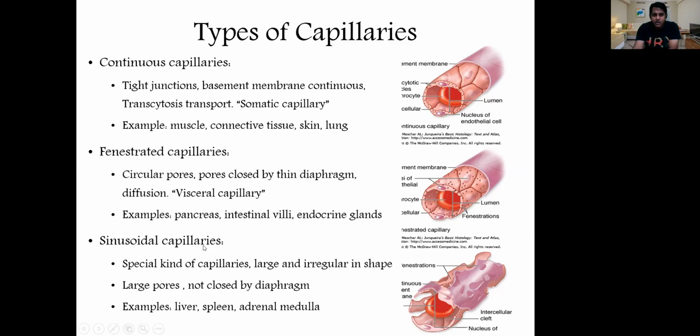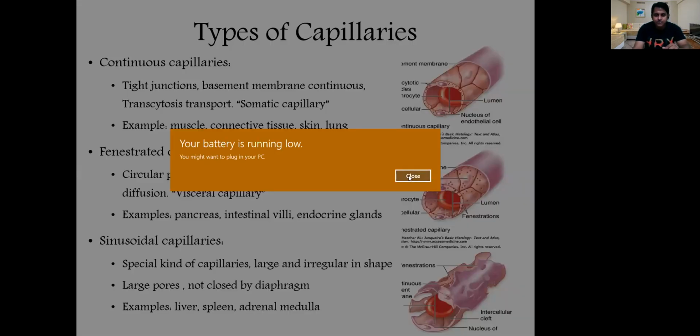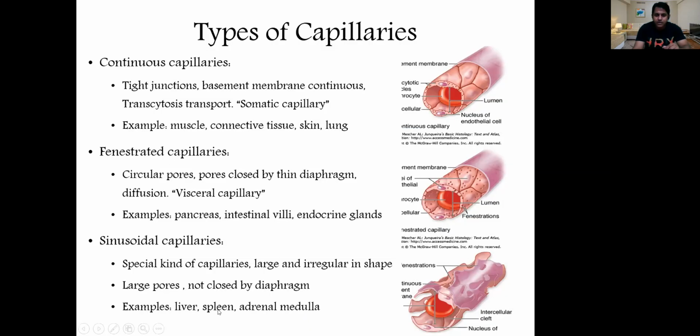Sinusoidal capillaries are a special kind of capillary which are large and irregular in shape. In this picture, you can see the larger pores, which are not closed by any diaphragm. It means the basal lamina is also irregular and perforated. Examples of this are the liver, spleen, or adrenal medulla.